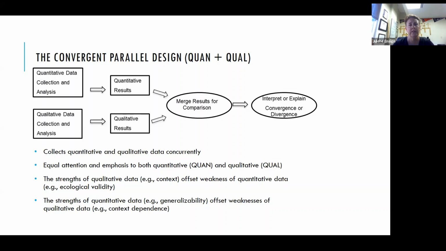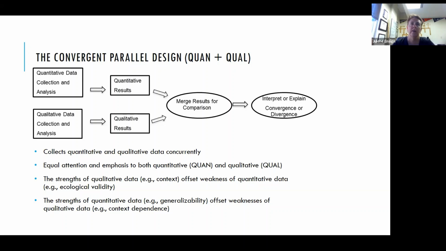The strengths of qualitative research help to offset the weaknesses of quantitative data. So for example, being able to look at why things are happening in a certain context might help offset just the pure numbers that I'm finding, and vice versa. The strengths of the quantitative, for example, quantitative data is more generalizable because usually you have a bigger N or a bigger population or sample. They help offset the weaknesses of qualitative data, meaning that it's usually context dependent.